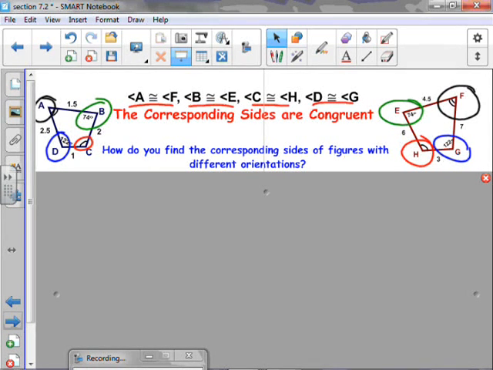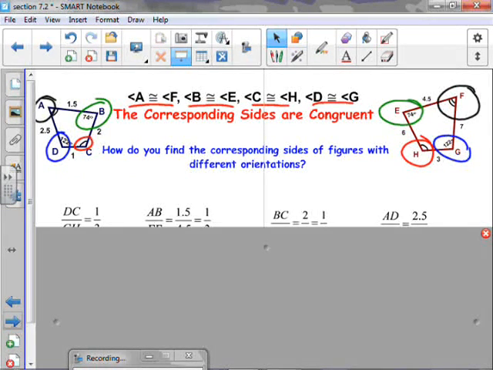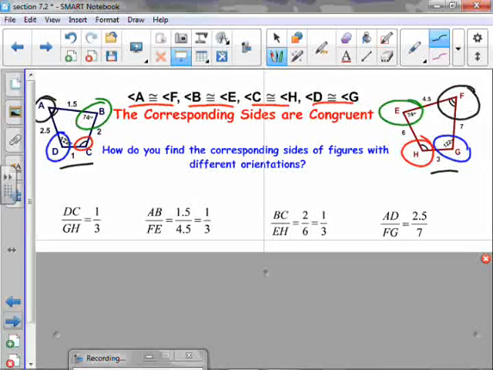And it's kind of a mind game with yourself. Because they're not in the same orientation, you kind of have to flip them around and make sure that you're comparing the right sides. So the first side we compare is DC and GH. When we divide those, we get 1 over 3. Okay, so 1/3 is the one we're going to be comparing to. Next thing we do is AB over FE. Okay, we get 1.5 divided by 4.5 does give me 1/3.